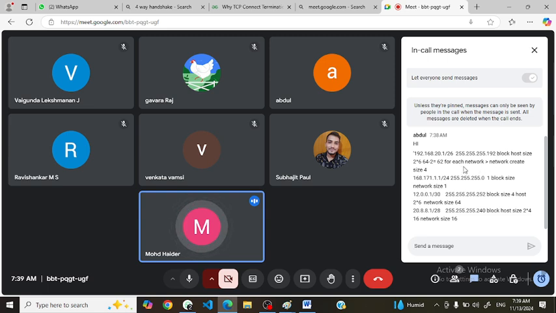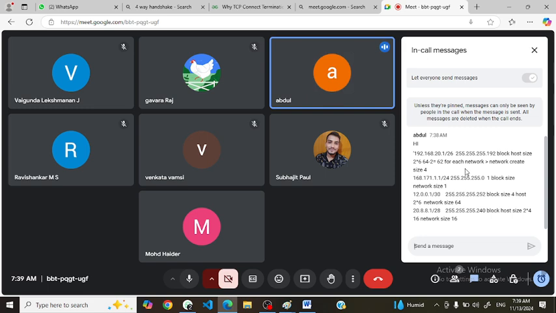And total number of networks will be 2 to the power 6. First, we are taking the network bits out, right? 2 to the power of 2 bits, which is 4, block size of 4. Then the left bits, which is the host bits, 2 to the power of 6, which is 64, minus 2, which is 62 for each network, right?